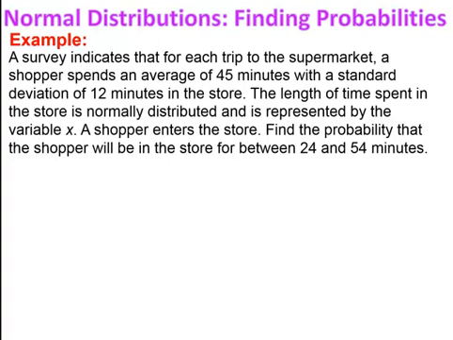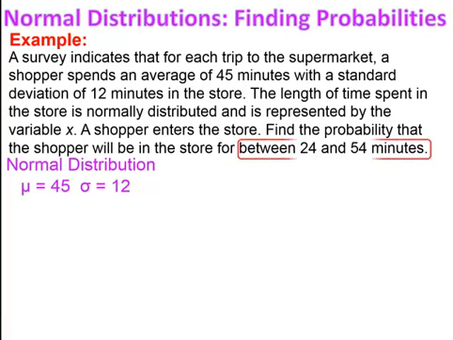So again, this is important information if you're in marketing and you're selling a product in the supermarket and you want to know how long somebody's going to be in the store. So all of this stuff is important and we want to be able to find the actual probability of it happening. So the first thing I'm going to identify, it's normally distributed, and I found my mean is 45 and my standard deviation is 12.